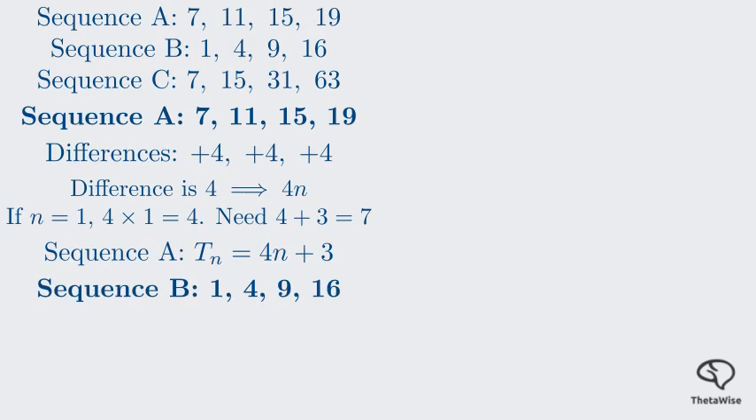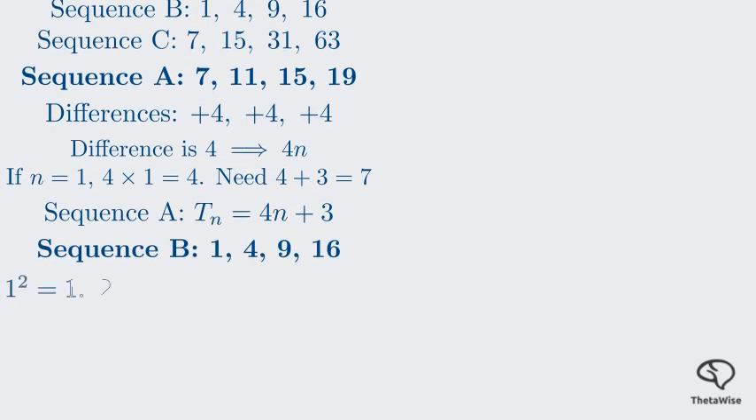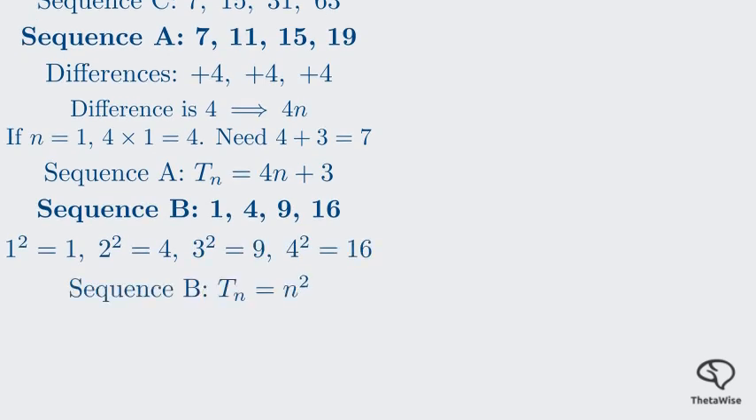Now look at sequence B. These numbers should look very familiar to you. 1 squared is 1, 2 squared is 4, 3 squared is 9, and 4 squared is 16. This is simply the sequence of square numbers. T subscript n equals n squared.